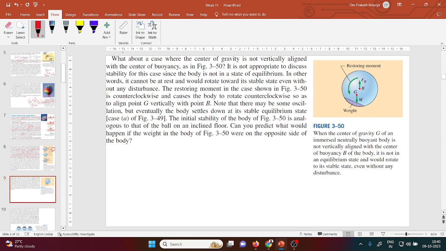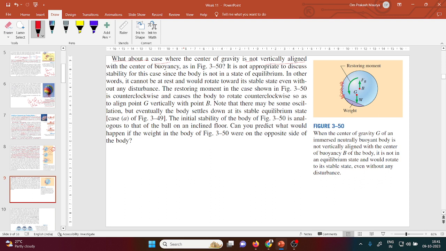Let's just see what happens in a case where the center of gravity is not vertically aligned with the center of buoyancy. If you have designed some body like that, and you have put the dense material in this direction, what will happen?